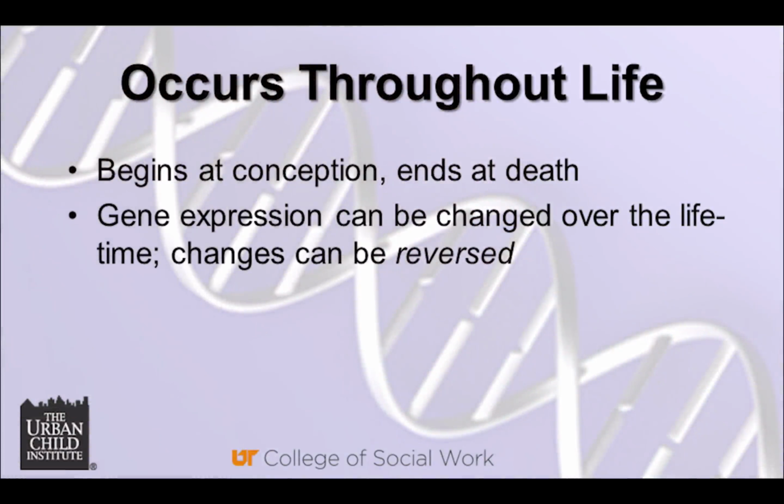Now, as I mentioned, this process begins at birth and it ends at death. So the important thing to remember is that gene expression can be modified throughout life. Changes that occur due to various influences of the environment can often be reversed. And this is why it's big news for social work. So how do you do that? Let me give you a few examples.